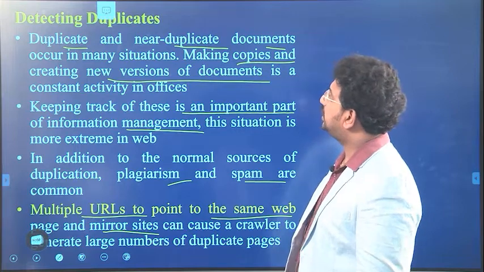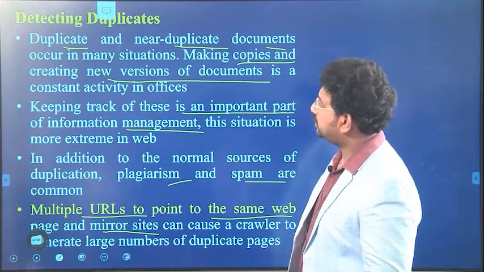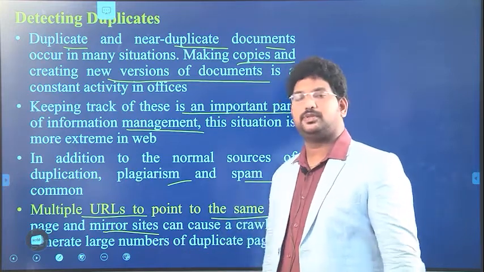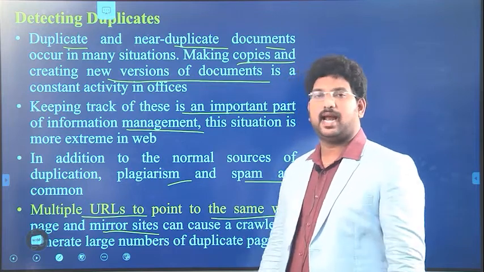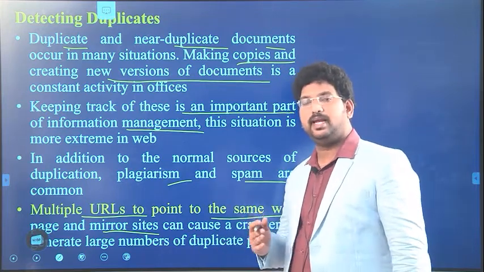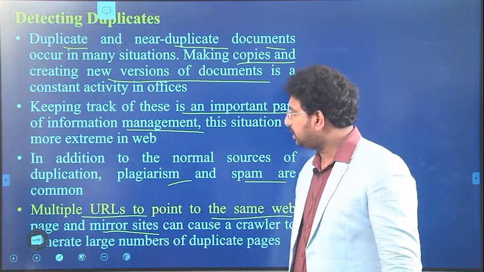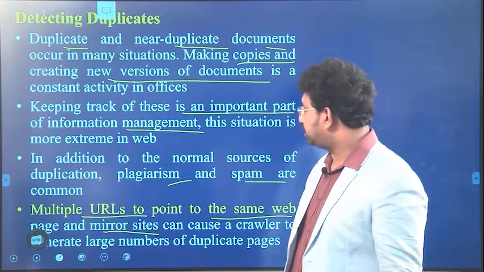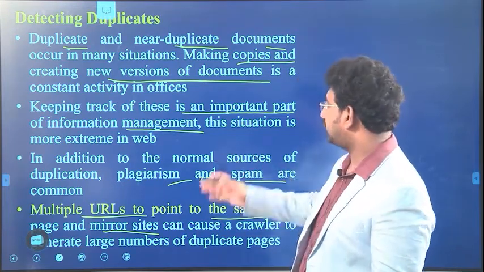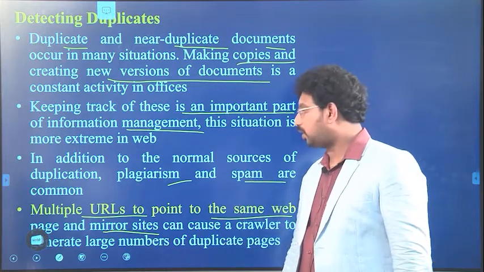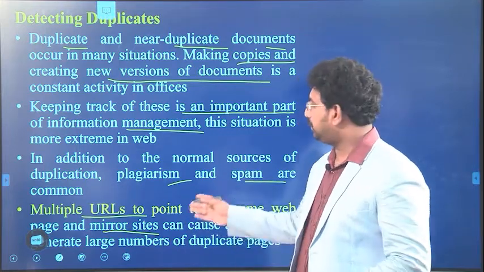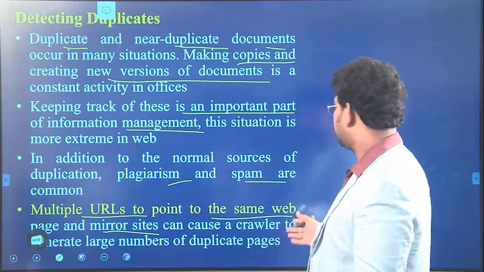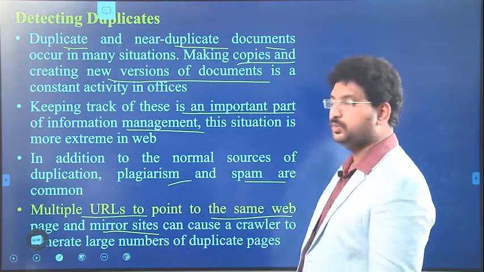So this is about detecting duplicates. What we are trying to understand is that it's a continuous activity, adding pages to the web, and whenever new pages are added, obviously the redundant information on the web will increase. In addition to the normal sources of duplication, plagiarism and spam are also common. And multiple URLs pointing to the same web page and mirror sites can cause a crawler to generate a large number of duplicate pages.